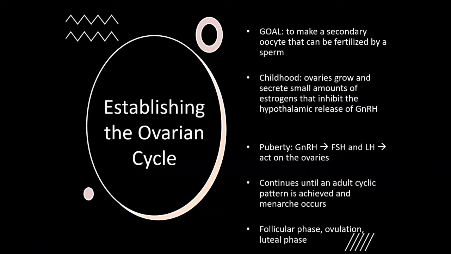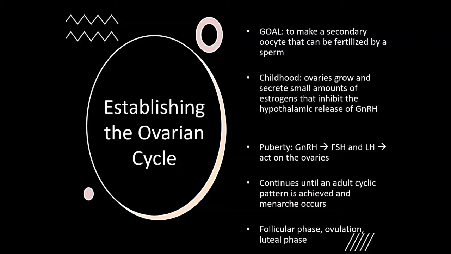So think back to your ovaries and the anatomy of the ovaries, and I'll show you a diagram of that in a second. But ultimately, the goal of the ovarian cycle is to make a secondary oocyte that can be fertilized by a sperm. So a mature egg cell. That's our ultimate goal of the ovarian cycle.